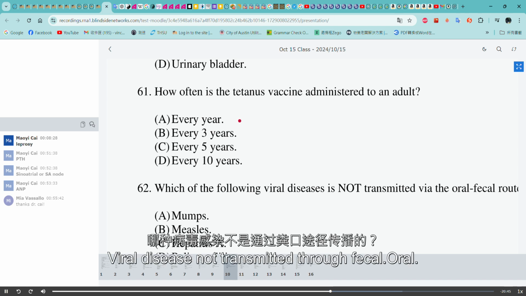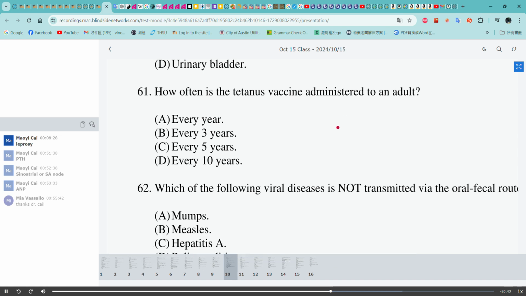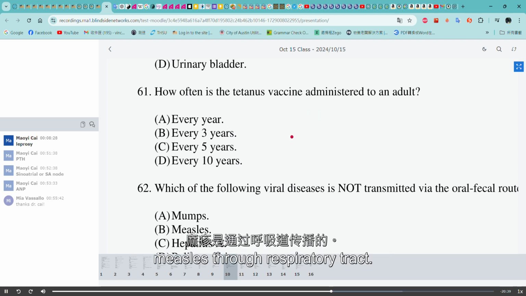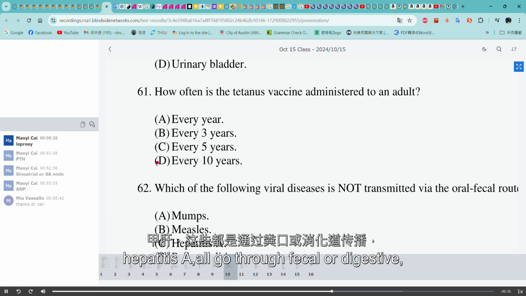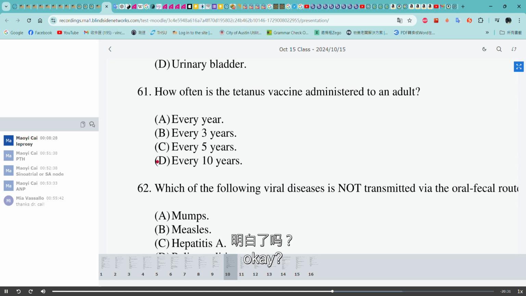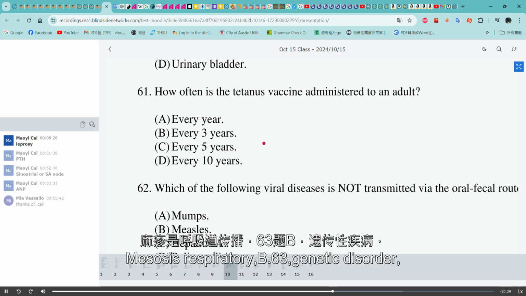Viral disease not transmitted through fecal oral. So it's not through digestive. Which one? It's actually measles. Measles through respiratory tract. Mumps, polio, hepatitis A, all go through fecal oral, digestive. Okay? Measles is respiratory. B.